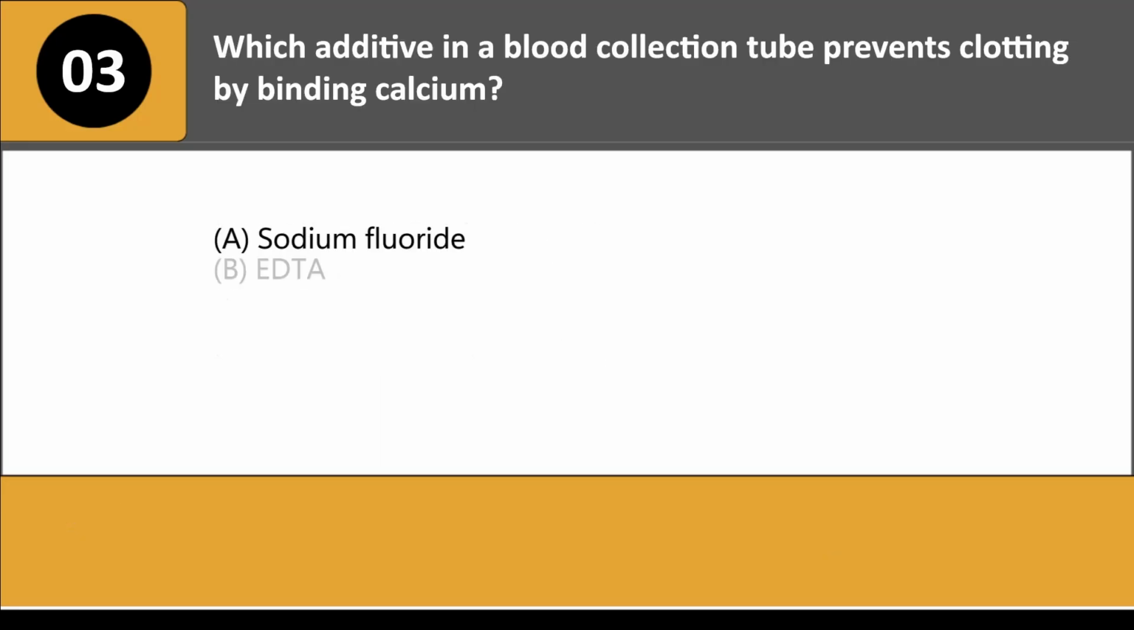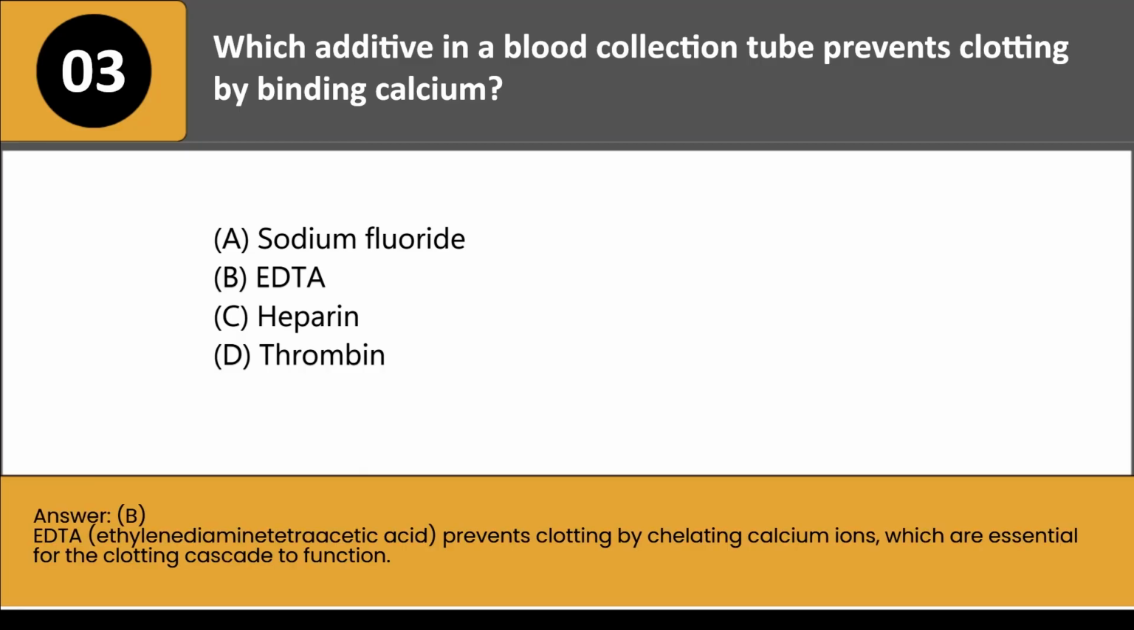Which additive in a blood collection tube prevents clotting by binding calcium? A. Sodium fluoride. B. EDTA. C. Heparin. D. Thrombin. Answer: B. EDTA, ethylenediaminetetraacetic acid, prevents clotting by chelating calcium ions, which are essential for the clotting cascade to function.